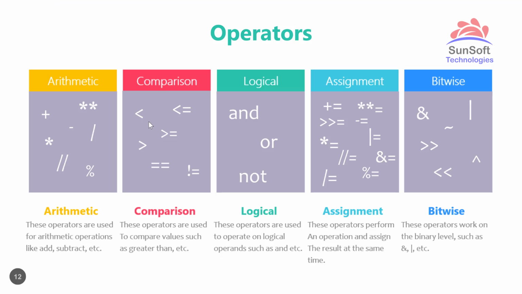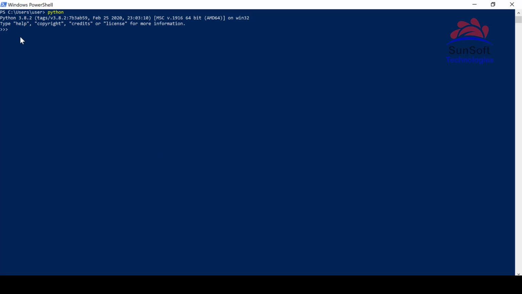So now next are the comparison operators. So greater than, less than. These operators are used to compare values such as greater than, less than, greater than or equal to. Now one thing about comparison operators is that they always resolve to a boolean value. So the result of these operators will always be either true or false.